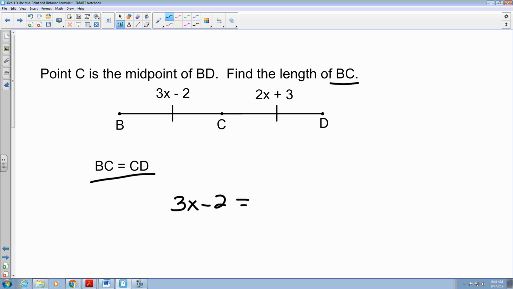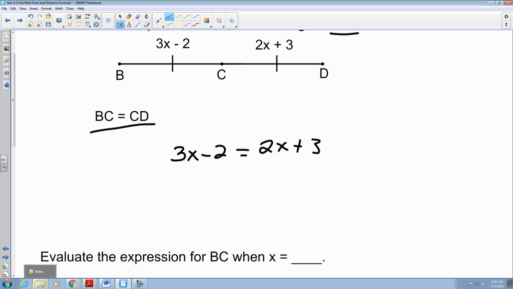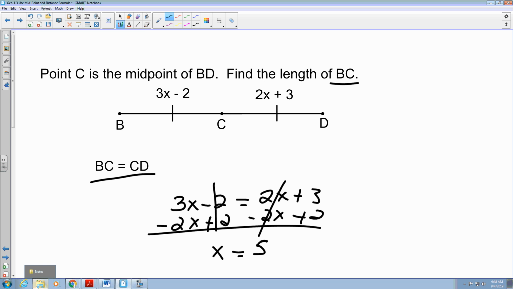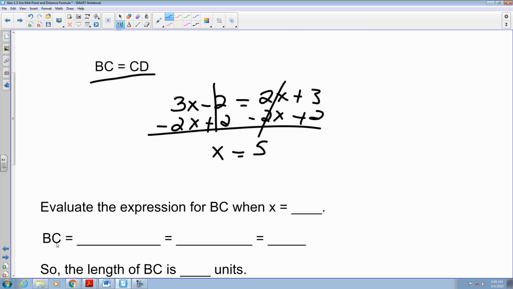That's going to be equal to 2X plus 3. So doing some algebra, I can subtract 2X from both sides. I can add 2 to both sides. So cross this out, I get 3X minus 2X, which is just X, and 3 plus 2 is 5. So we have X equals 5, but that didn't tell us anything because they want us to figure out what the length of BC is. So what we must do now is evaluate BC when X is now 5.